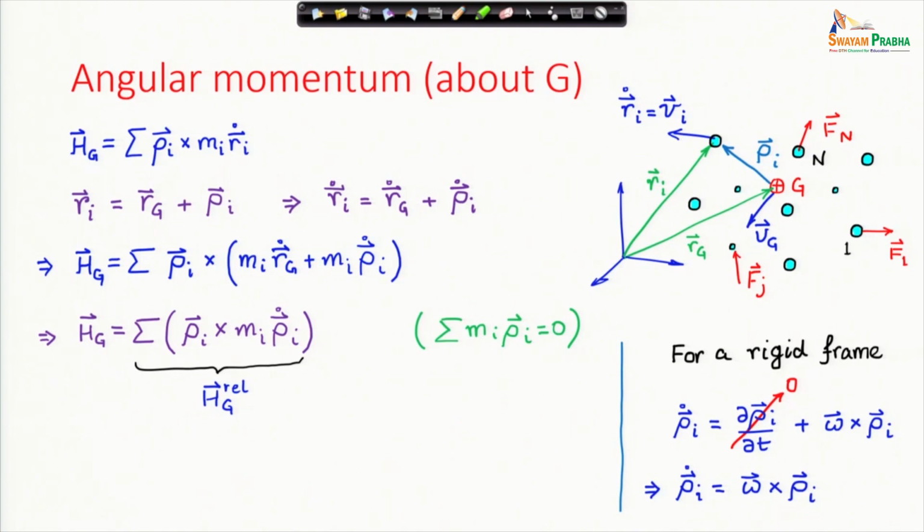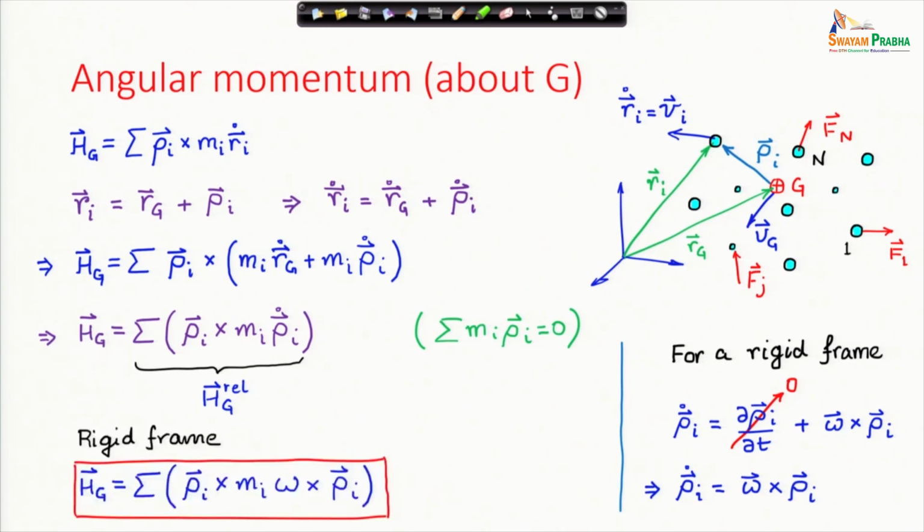Now, for a rigid frame, this we have seen before, the rate of change of the relative vector rho I is nothing but omega cross rho I. When everything is connected by a rigid frame, the center of mass is in a fixed relation with the distribution of the particles. So, rho I dot is omega cross rho I, which I can substitute in this expression of Hg or Hg rel to express Hg in terms of the angular velocity of the frame.